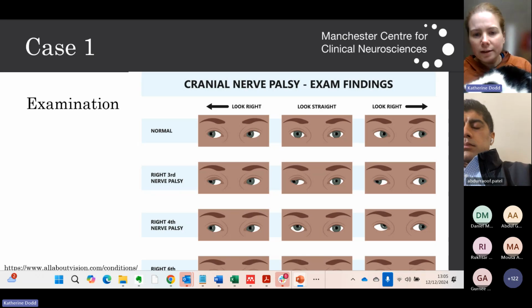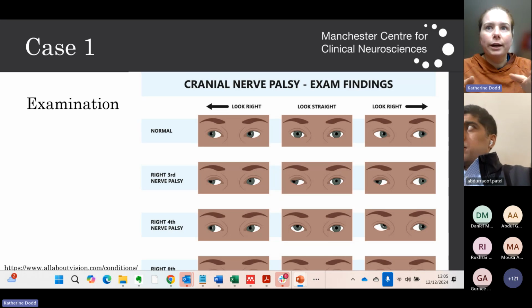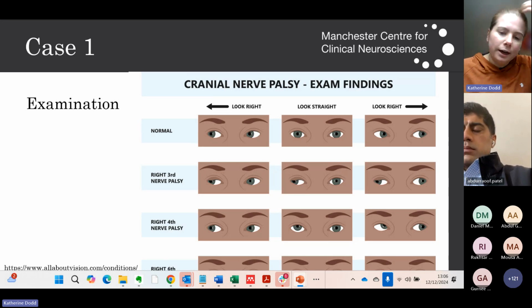And then with the sixth, that's probably the most common sort of nerve palsy that we'll see causing double vision. You know that the eye doesn't go outwards. So if you've got a left sixth, if you try and look to the left, the eye doesn't fully abduct, and therefore you get double vision when you go that way.